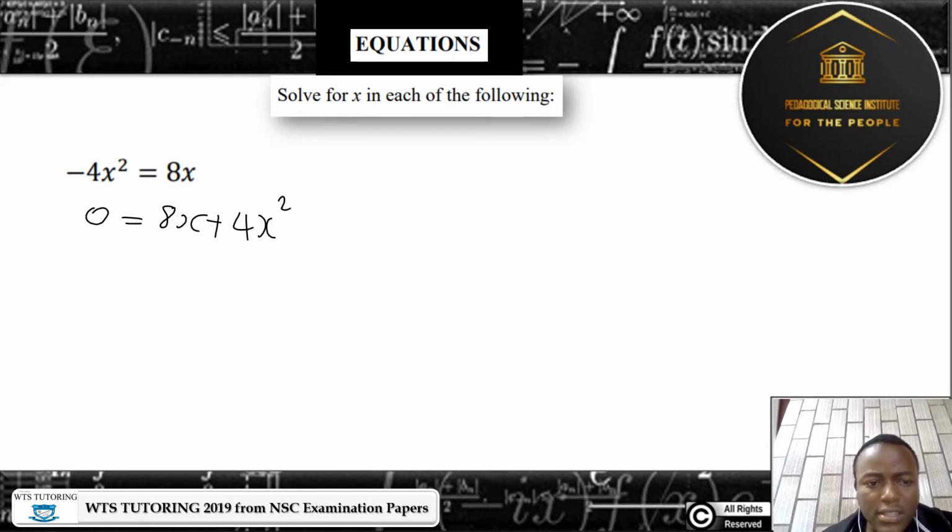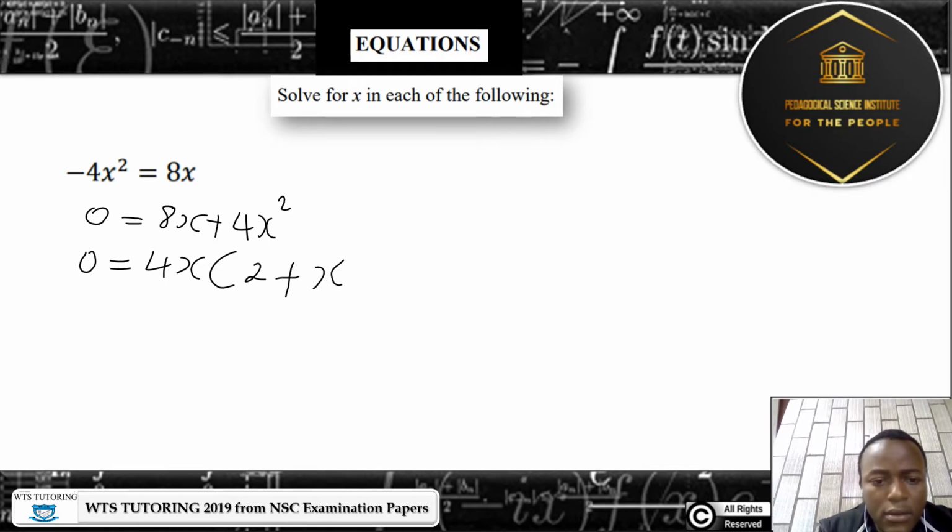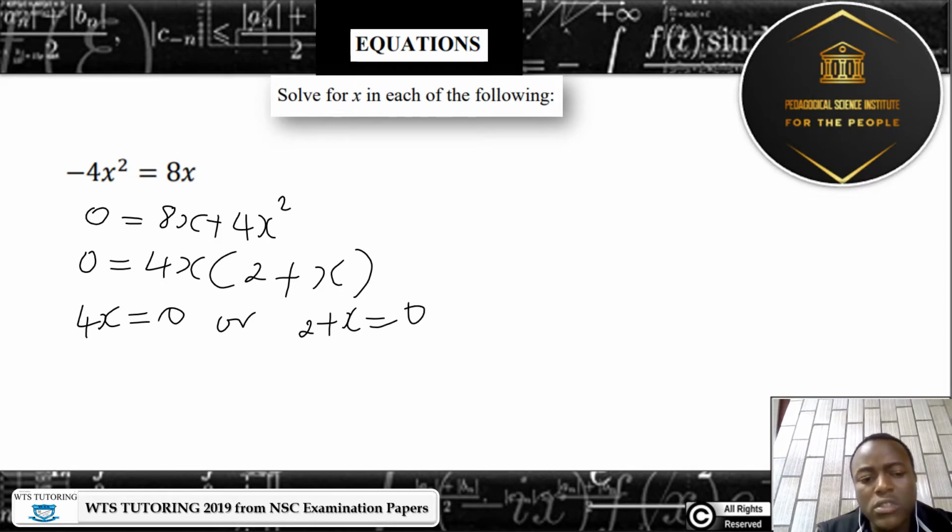Now to solve for x, you can see that we have a common factor of 4x in our equation. Then we'll just take 4x as the common factor. Then you'll be left with 2, because 2 times 4x, it will be 8x. Then this side you'll be left with x, because 4x times x, it will be 4x squared. Then you can see now, in order to solve for x, we can use the 0 factor rule, where each factor will be equated to 0. So we'll equate 4x to 0, or we equate 2 plus x to 0.